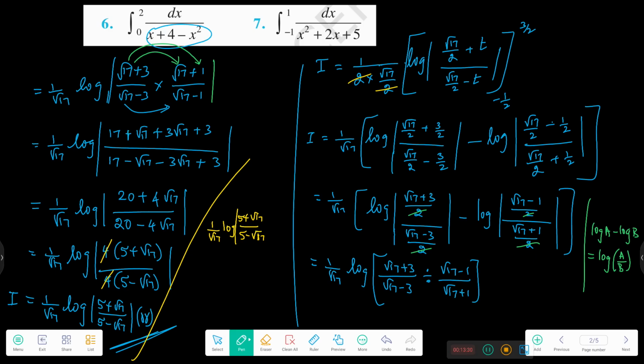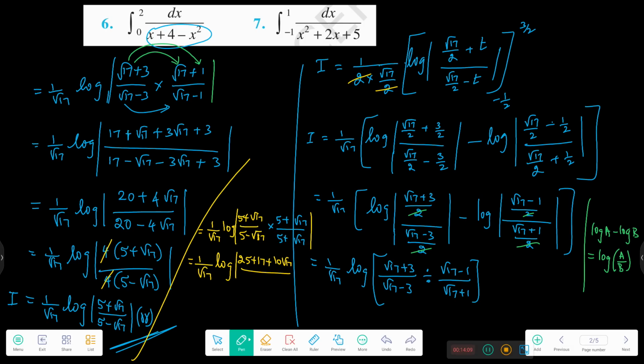So 1 divided by root 17 log of (5 plus root 17) divided by (5 minus root 17). Now you can rationalize the denominator, meaning whatever denominator we have, you multiply with the opposite sign. So I multiply by (5 plus root 17) divided by (5 plus root 17). Understand? So what am I getting? 1 divided by root 17 log of, in the numerator, a whole square: 5 square is 25, root 17 square is 17, and 2ab means 2 fives are 10 into root 17, whole divided by the denominator, (a plus b)(a minus b).